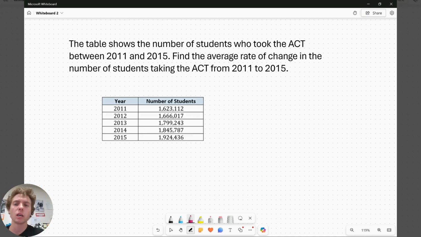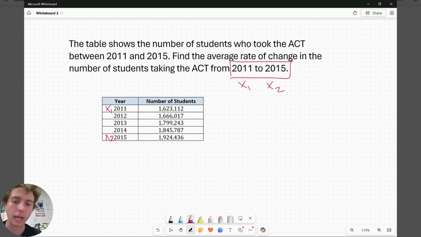So what it says is the table shows the number of students who took the ACT between 2011 and 2015. Find the average rate of change in the number of students taking the ACT from 2011 to 2015. Well, realize they're giving us our interval here. They're saying your interval, your x values, need to go from 2011 to 2015. So there's my x1 and my x2 on the table.